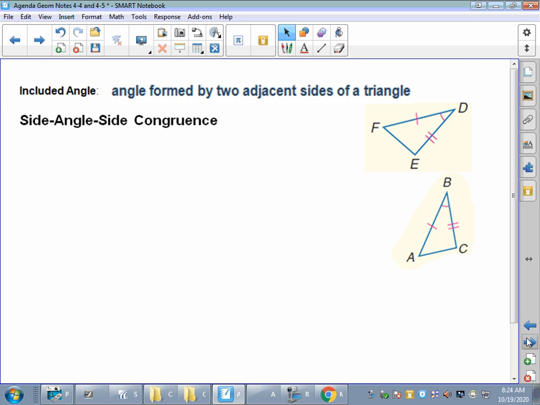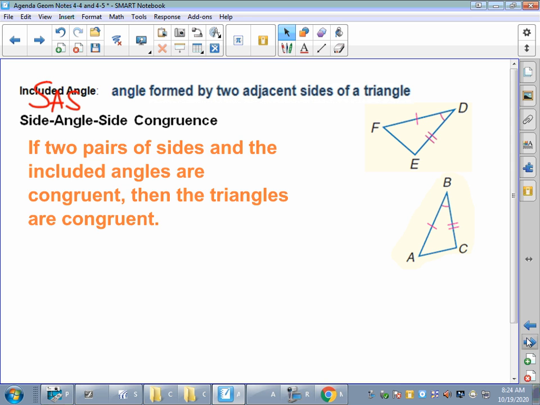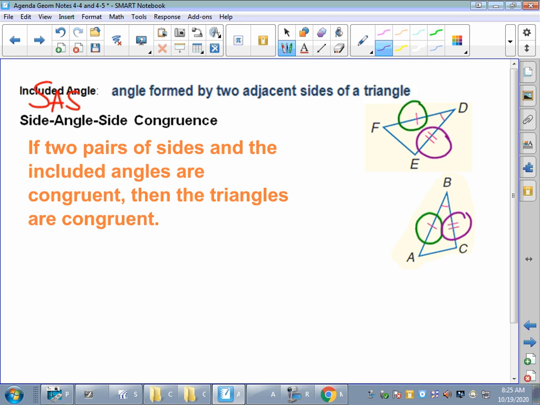So if we're talking about side, angle, side congruence, SAS, because we're lazy, it says this. It's a little long, sorry. If two pairs of sides and an included angle are congruent, then the triangles are congruent. So it has to be the included angle. That's why I mentioned that before we even got started. So side FD and AB are congruent. ED and CB are congruent. And then the angles in between those, the included angles, are congruent.